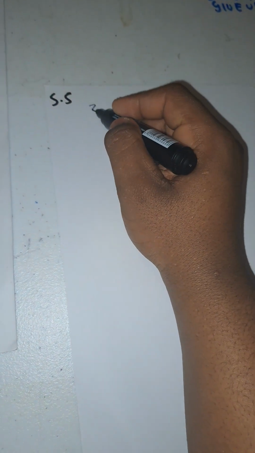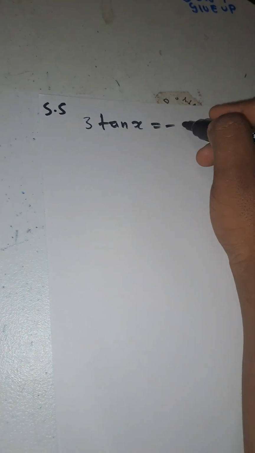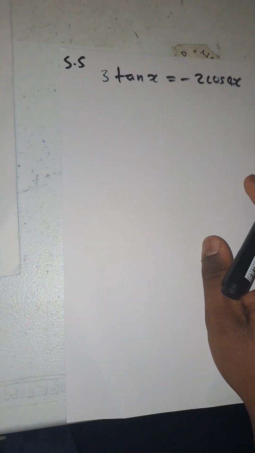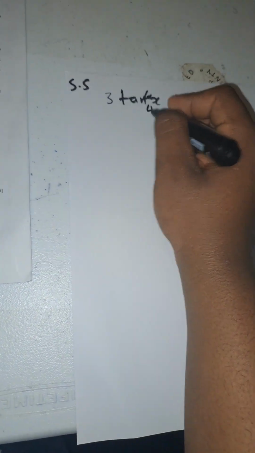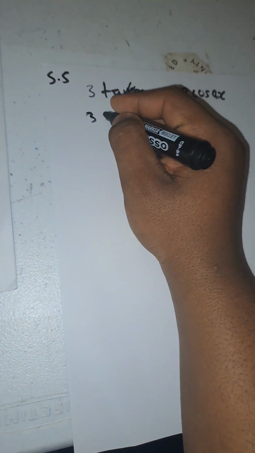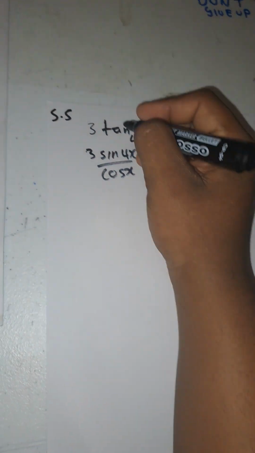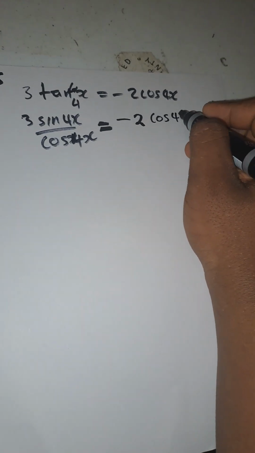So what do you have there? You have 3 tan 4x is equal to minus 2 cos 4x, right? Remember tan is the same as sine over cos, right? So I'll have 3 sine 4x over cos 4x is equal to minus 2 cos 4x.